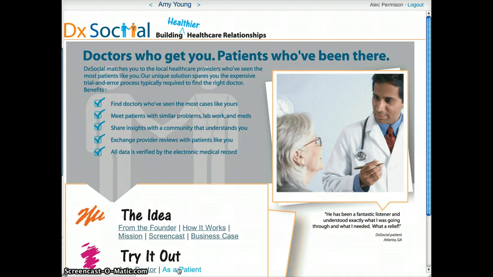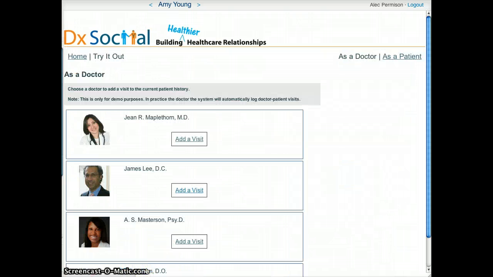This will allow you to experience DxSocial from that particular patient's perspective. One last feature in the demo lets us add patient-doctor visits to the database. These are part of the matching algorithm and necessary to populate in the demo. In practice, these visits would be recorded without any effort by the doctor. For the demo, we can click Try It Out as a doctor, and then choose one of our doctors. So we can have Amy Young add a visit, for example, to Dr. Maplethorne by clicking Add a Visit, and a visit was added to the current patient history. And wouldn't it be nice if visiting the doctor were always that easy?